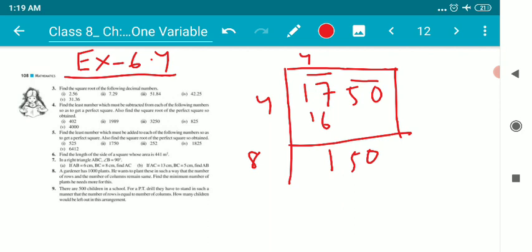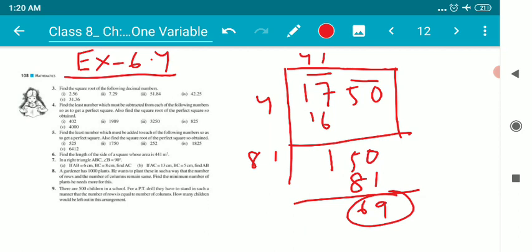So what will I take, children? If I take 2 with 82, it will be greater. So I have to take 1 only. 1 into 81 is 81 only. Let us subtract. We get 9 and 6, like 1 and 0. So I'm getting 69 as the remainder.